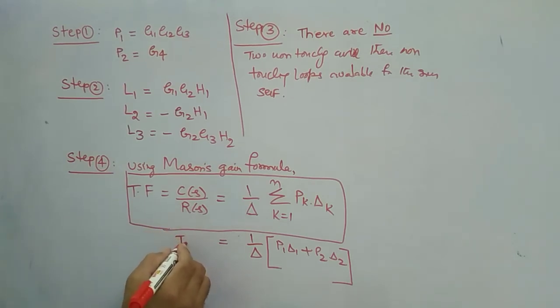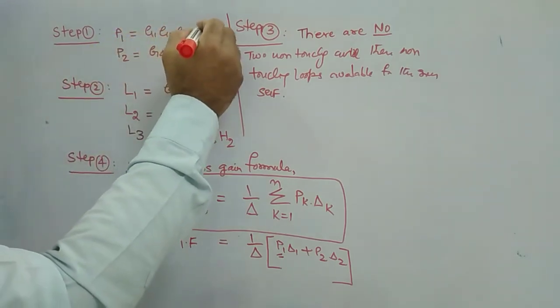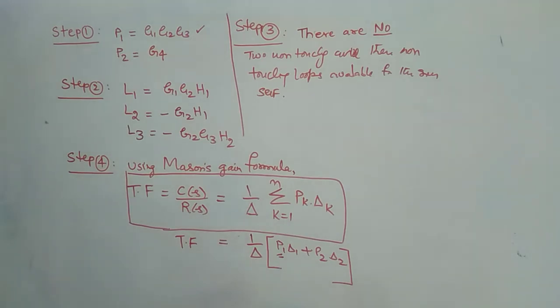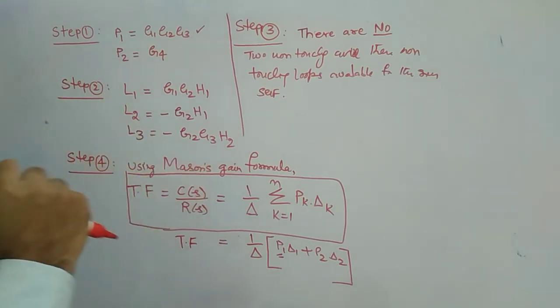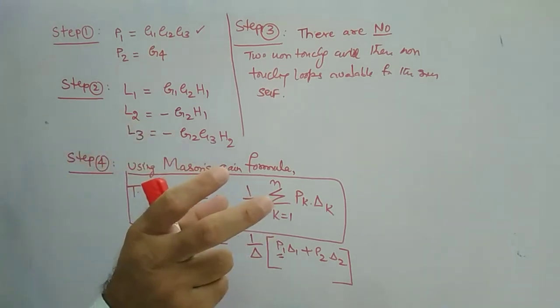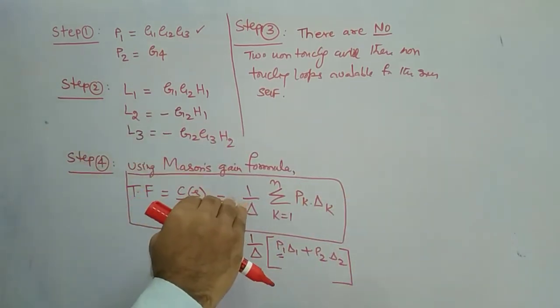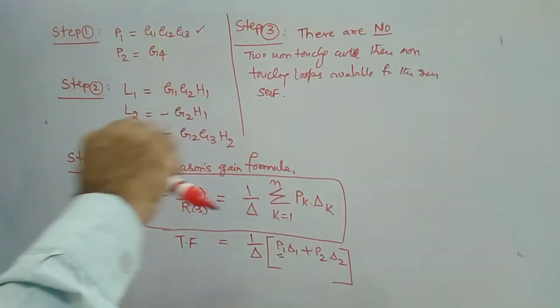Now if you substitute all the known values, you know what P1 is here. P1 is G1, G2, G3. What is delta 1? Delta 1 is the value of delta with respect to forward path 1. How do we find the value of delta 1? Consider the first forward path P1 and see whether any non-touching loop is available with respect to that forward path.